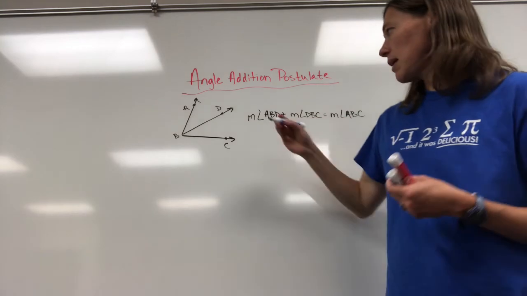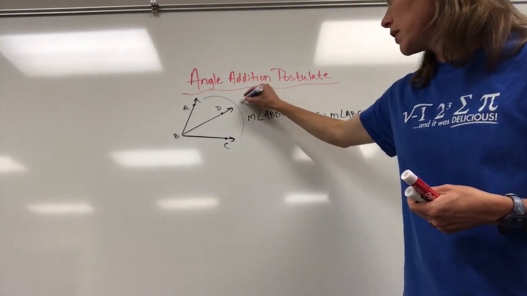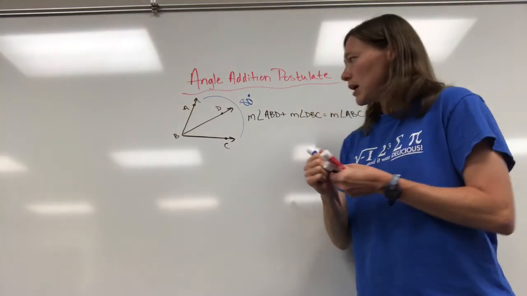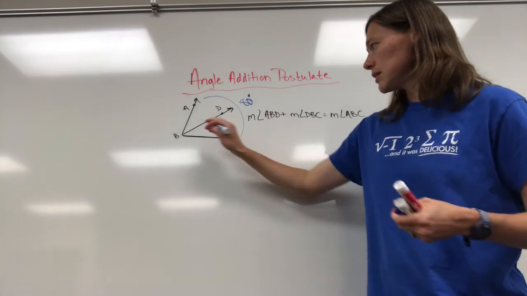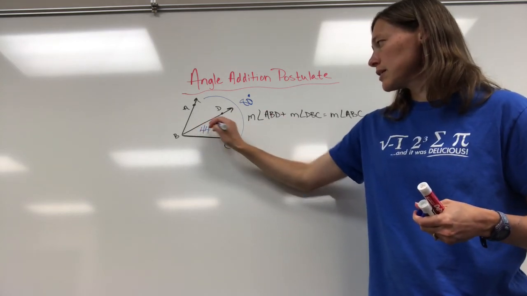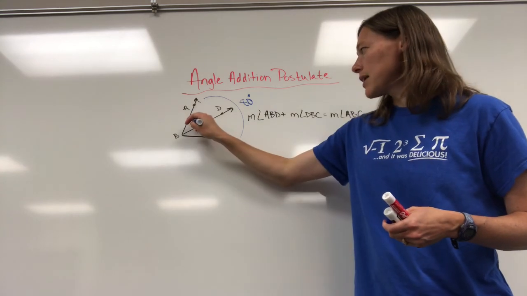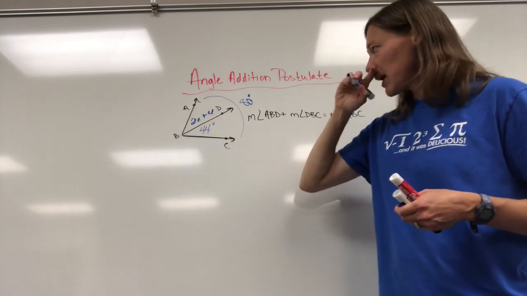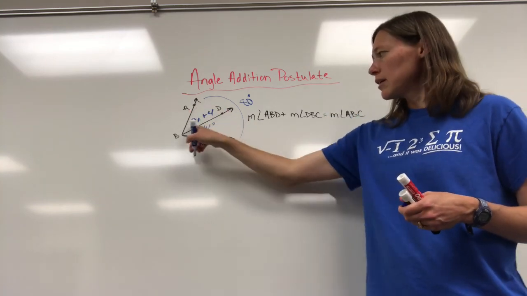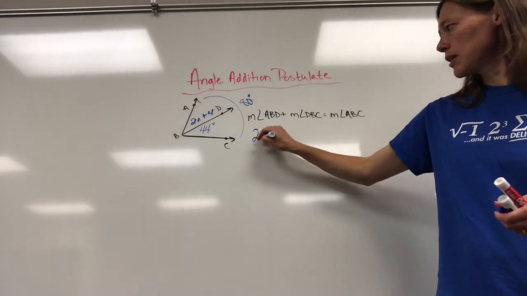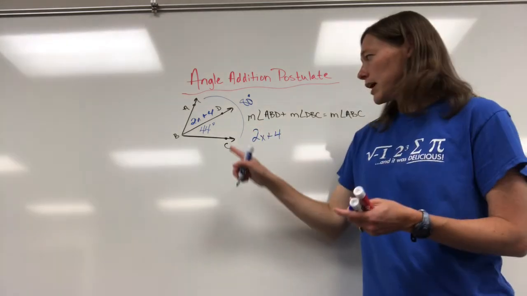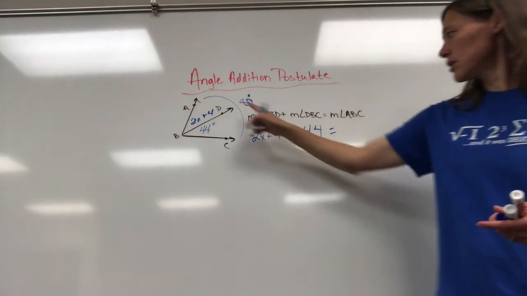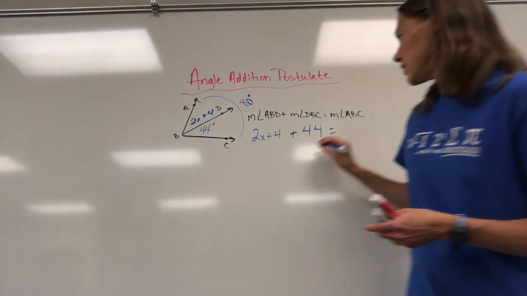Okay, and I'm just going to make something up. I'm going to say that this whole angle ABC is 80 degrees. And I'm going to say that this angle DBC is 44 degrees. And then also I'm going to say that this one is 2x plus 4 degrees. So my small angle ABD, or my 2x plus 4, plus my small angle DBC, so plus my 44, equals the measure of angle ABC, which is 80.